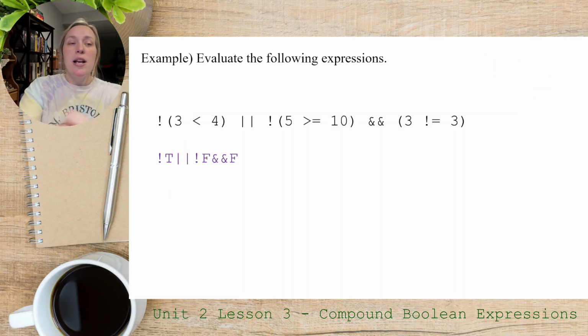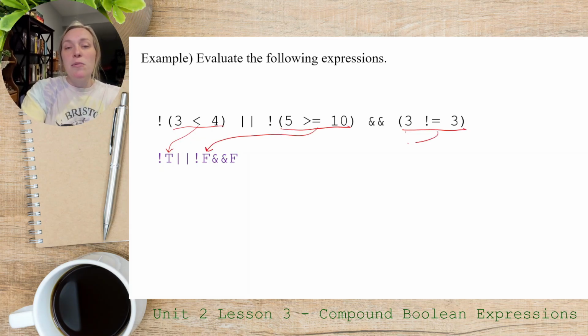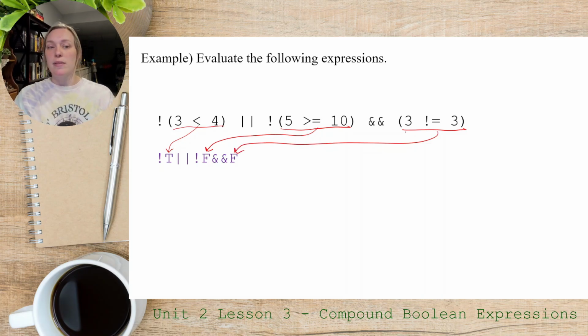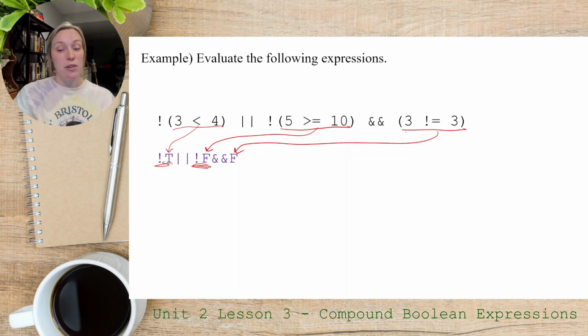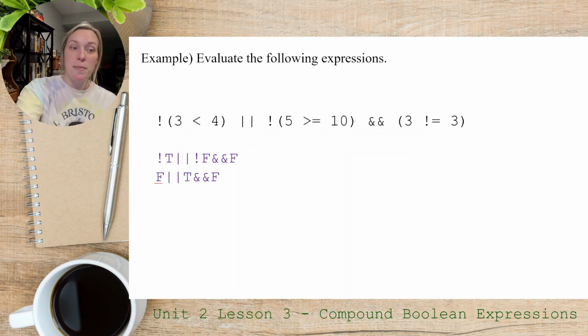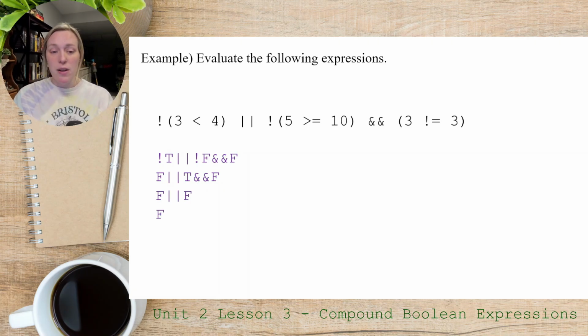So let's look at it here. I said 3 less than 4 is true. 5 greater than or equal to 10 is false. And 3 not equal to 3 is also false. So I evaluated those first as true or false statements. Next, I do the unary operators. So I'm going to switch those into false, and not false is true. So you can see the switch happen there and the switch happen there. Next, the and takes precedence, so true and false evaluates to false. False or false will evaluate to false.